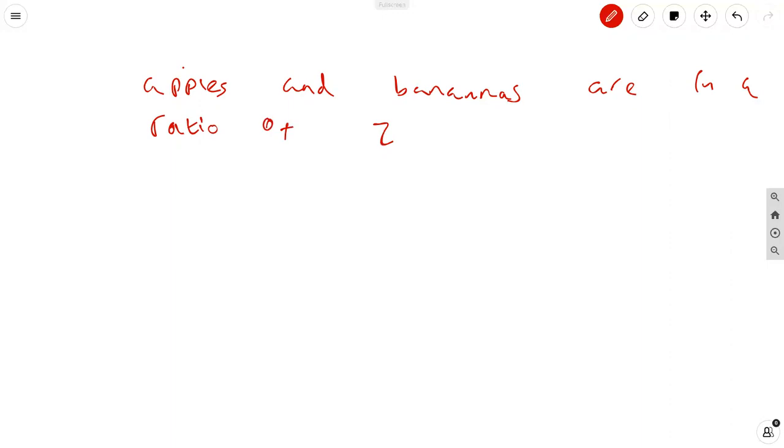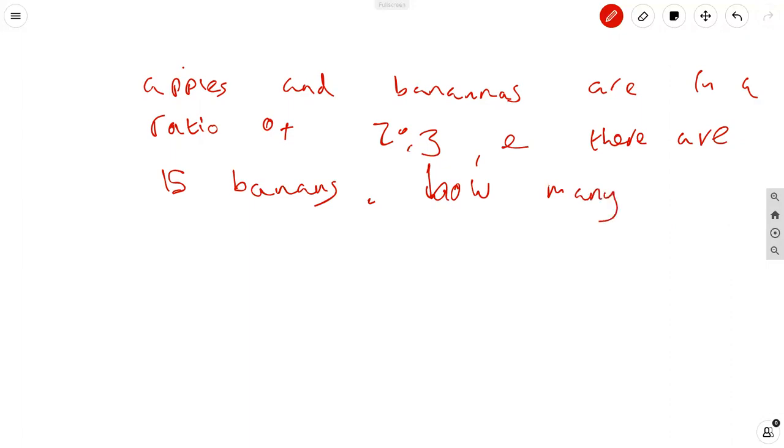So let's say apples and bananas are in a ratio of 2 to 3. Okay? And there are 15 bananas. How many fruit do you have in total?